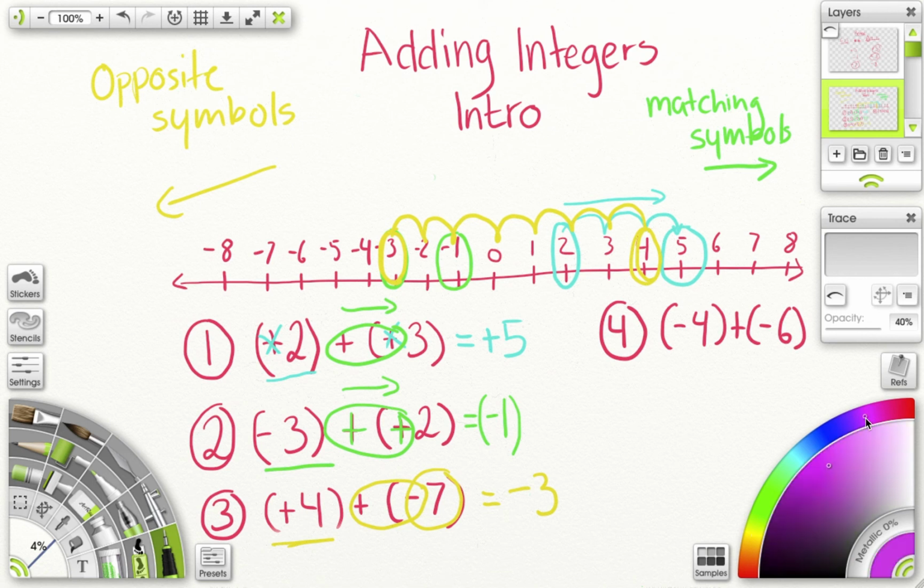All right, now our next one. Negative 4 plus negative 6. First of all, your first number, negative 4, you locate it on your number line. There we go. Next part is, look at the symbols. Do they match? Then you're going to the right. If they do not match, you go to the left. So I have two symbols here that do not match. That means I'm going to be going to the left. And I'm going to the left 6 spaces because that is my second number. So I'm going to have to extend this number line a little bit.